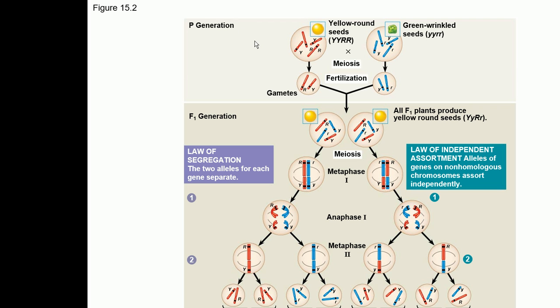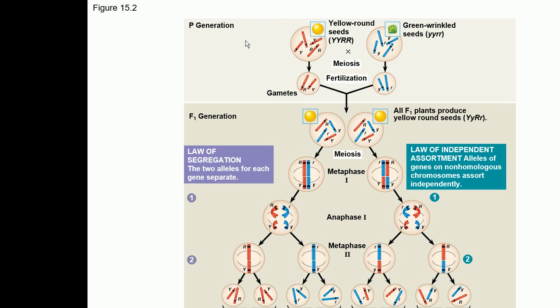We also showed that these genes are present on different chromosomes. And these are the seeds which are green and wrinkled. You can see this chromosome with the allele for the green color, another chromosome with an allele for the green color, and these chromosomes with the alleles for the wrinkled texture. They undergo meiosis, and by the process of meiosis, gametes are formed.